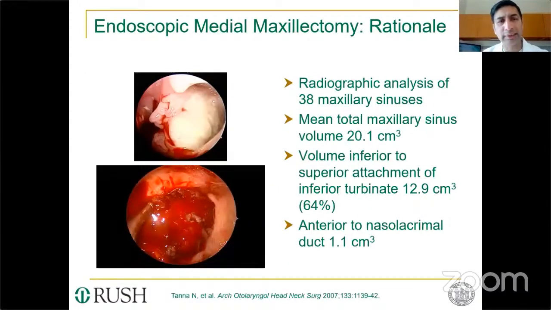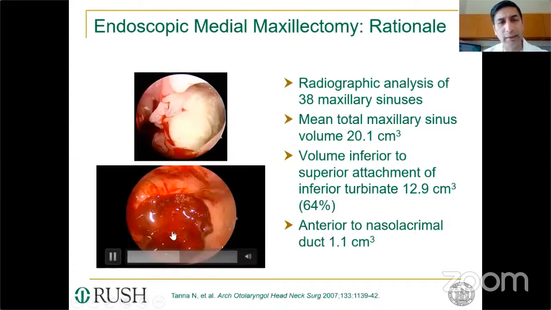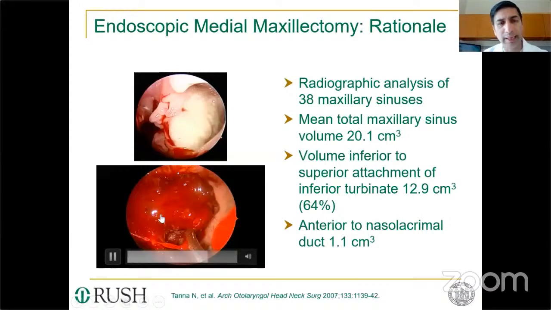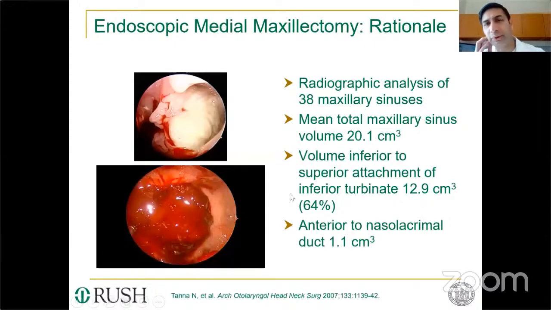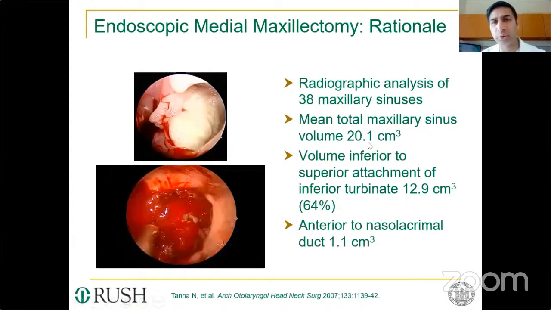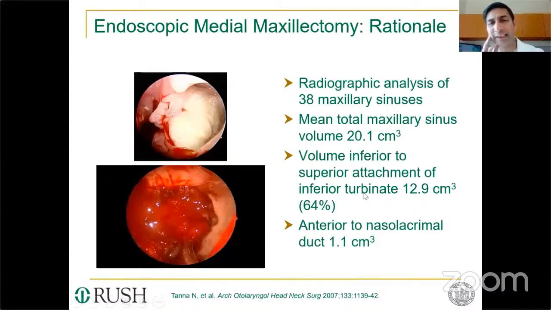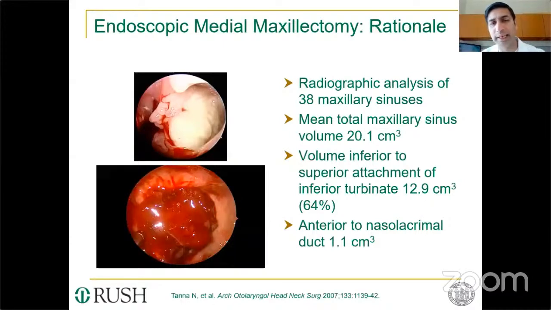Now, on a case like this, a recurrent maxillary IP sent to me, you have to do a full medial maxillectomy to be able to get to this area. And that's critical because otherwise you can't see the very inferior extent of this tumor. And you can see there's been studies doing radiographic analysis of the maxillary sinus. If the total volume of the maxillary sinus is 20 cubic centimeters, almost 2/3 of it sits below the superior attachment of the inferior turbinate. So you have to get that down to be able to see that complete tumor.